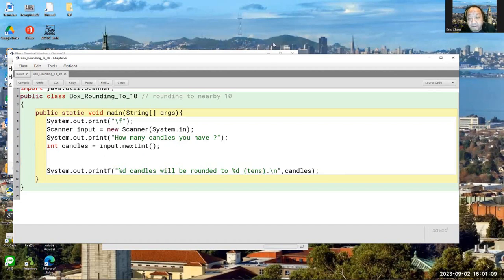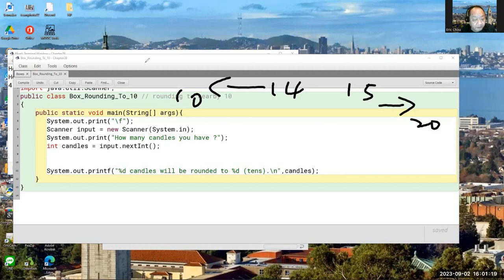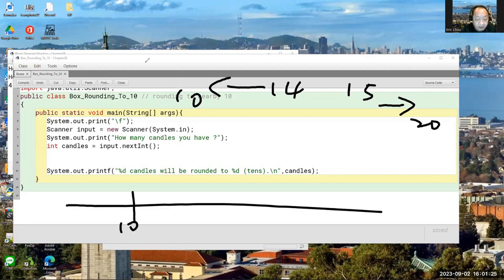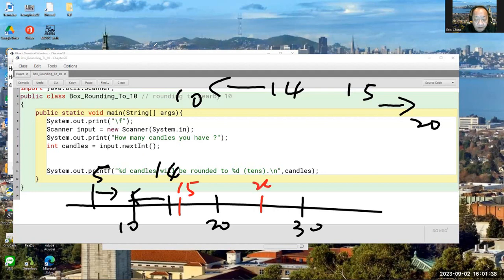So if we have 14, you round it to 10. 15, you round it to 20. You round it to the nearby 10. So you have 10, 20, 30. You have 14 or less, you round it to here. You have 15 or more, you round it to here. Okay, you have 15 to 24, you round it to 20. You have 25 to 34, you round it to 30. Now, how can you do it? This one is a coding bat problem.